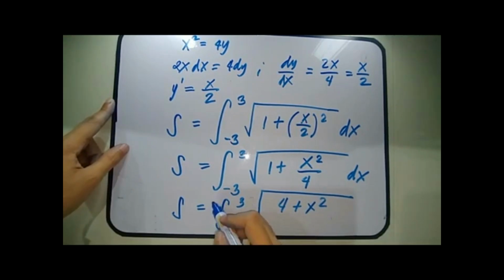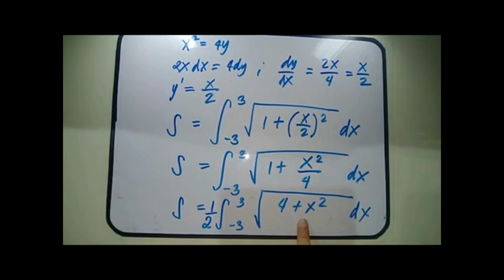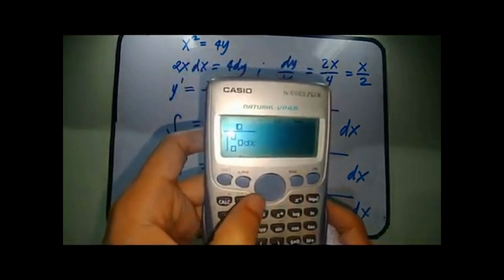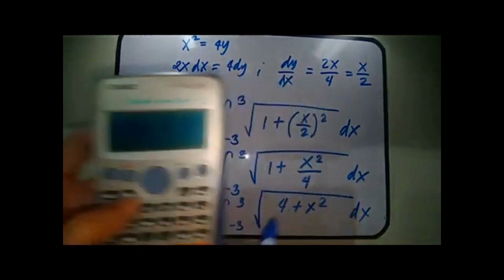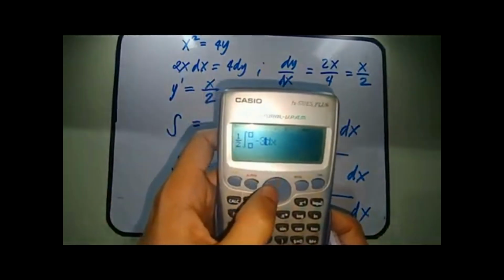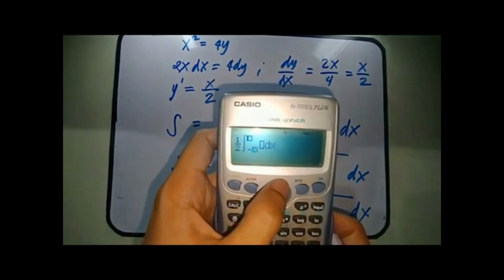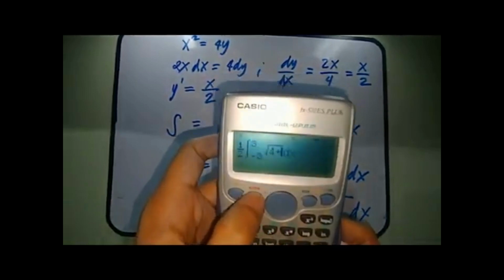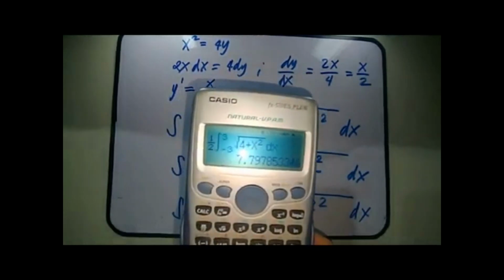You have here differential of x. Now, here we can use our calculator to solve this. So directly input in the calculator, we have 1/2 the integral of, with our limit from -3 to 3, the square root of 4 plus x squared. So equals 7.8 units. So that is the final answer, guys.